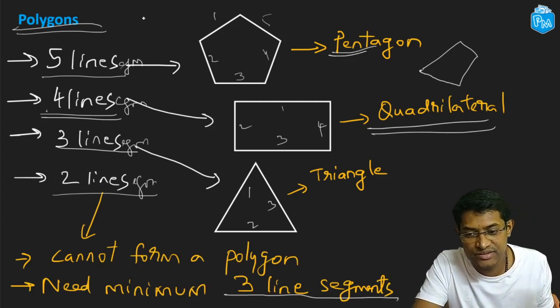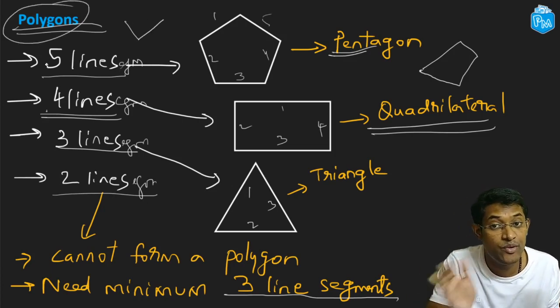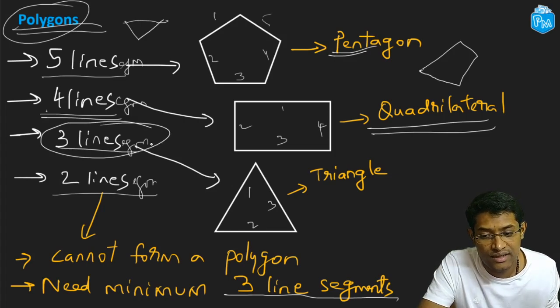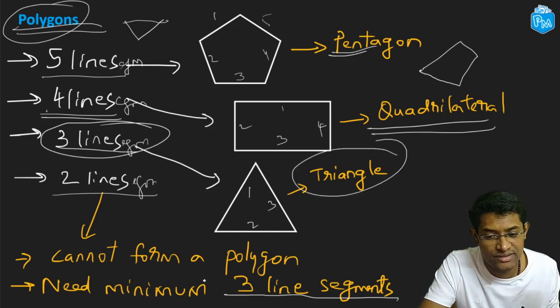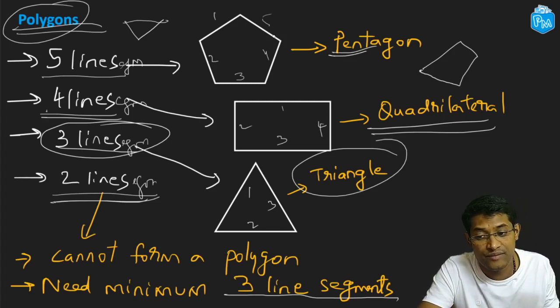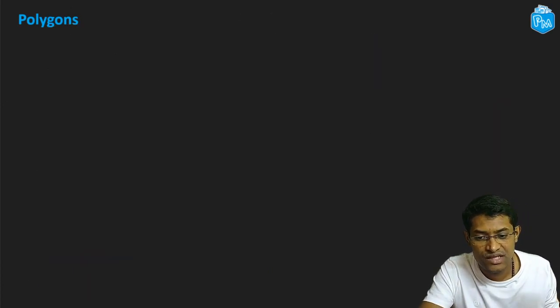You have 2 line segments, you draw one like this, you draw one like this, and part is open, right? And we have seen that polygons are simple closed figures, so it has to be closed. To close this section you need at least 3 line segments, and if you use 3 line segments we call it a triangle. So you can see that with 2 line segments you cannot form a polygon. So the polygon with the minimum number of line segments is a triangle, and it has 3 line segments. All right, let's go on.